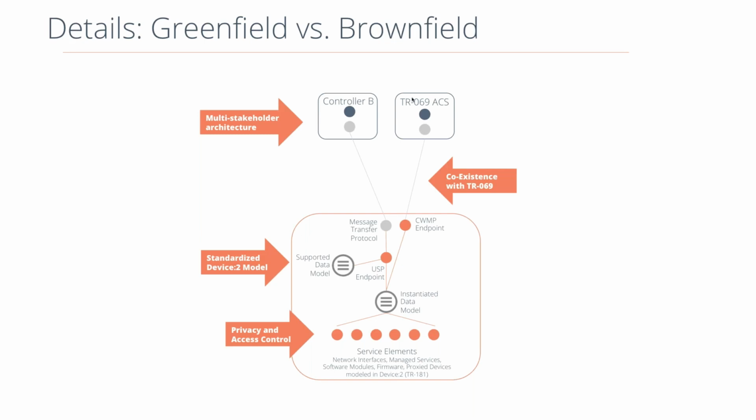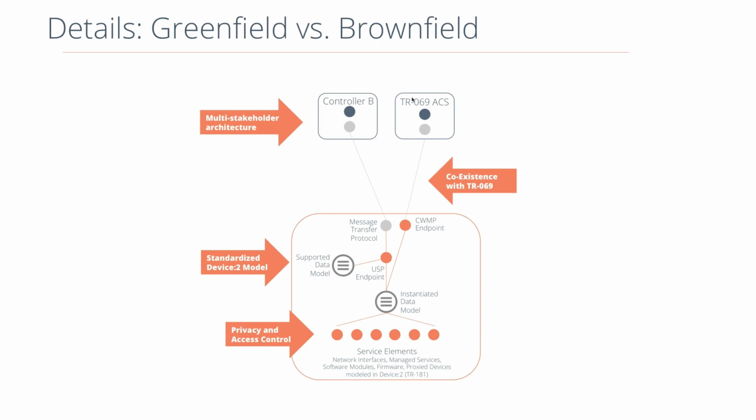So looking at the big picture here, a little bit different than the previous big pictures because we just want to focus in on the actual communications between the controller or ACS and the device itself. So at the top left, we see your multi-stakeholders, meaning that you can have both a controller and a TR-069 ACS communicating to the same device.